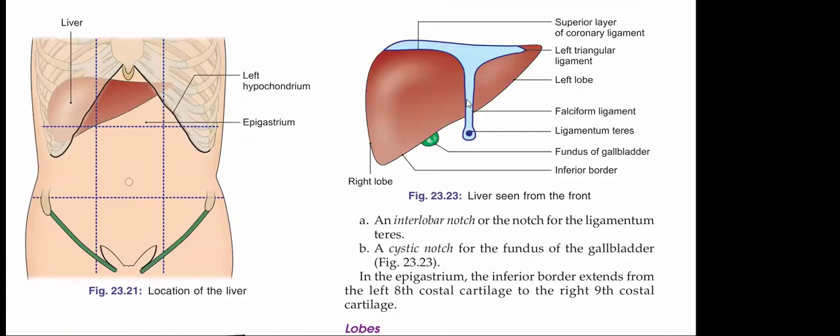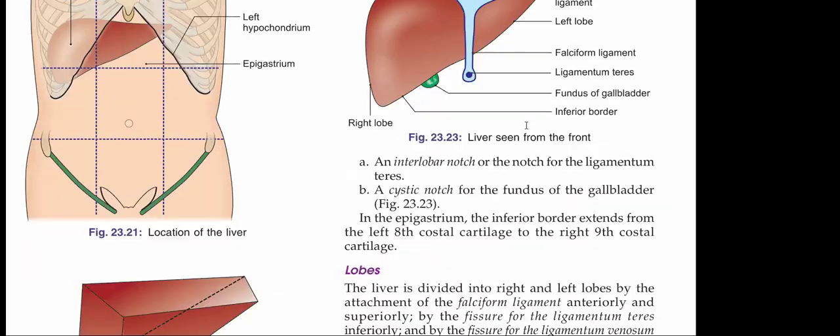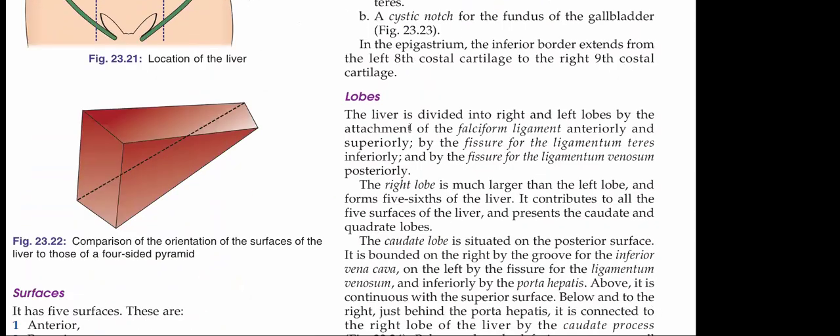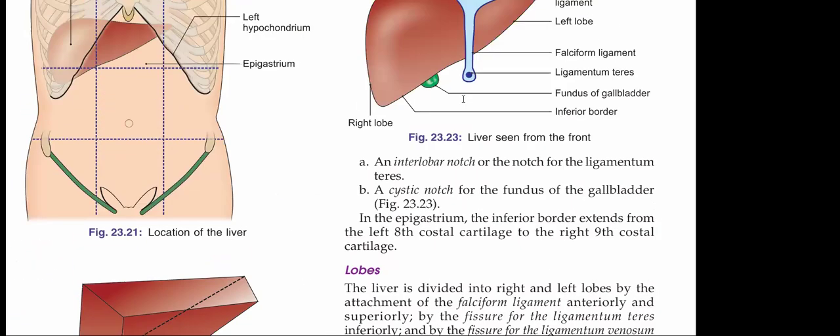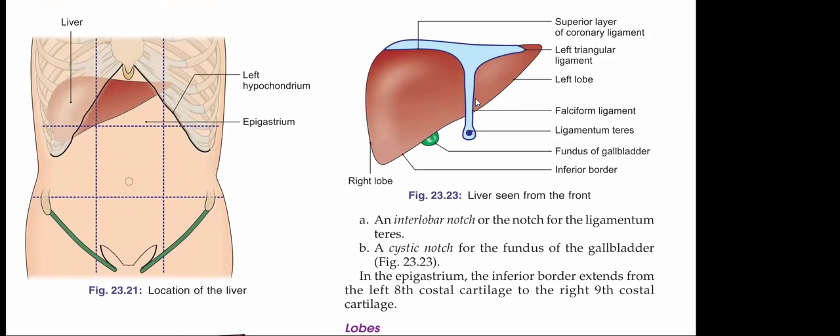Falciform ligament, ligamentum teres, inferior border. Superior layer of coronary ligament, left triangular ligament, left lobe, falciform ligament, ligamentum teres, the fundus of gallbladder. These are the inferior border, and this is right lobe.